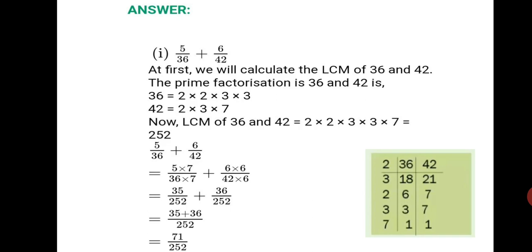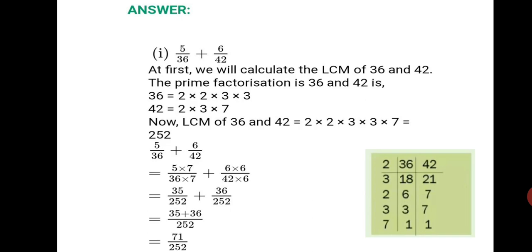So 36, 42 we take, divide by 2, since they are divisible by 2. 2 18s are 36, 2 21s are 42. Then 18 and 21 are divisible by 3. 3 6s are 18, 3 7s are 21. 6 and 7 are not divisible by any common factor. So we will take 6 now, only 6. 2 3s are 6, 7 comes down as it is. 3 1s are 3 and 7 1s are 7. So on the left hand side in green color we have got all the common and uncommon factors. When we multiply them we get the LCM.